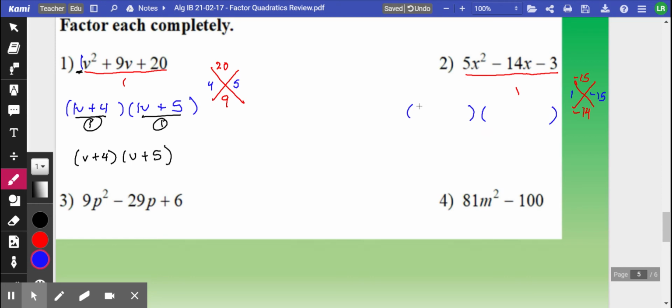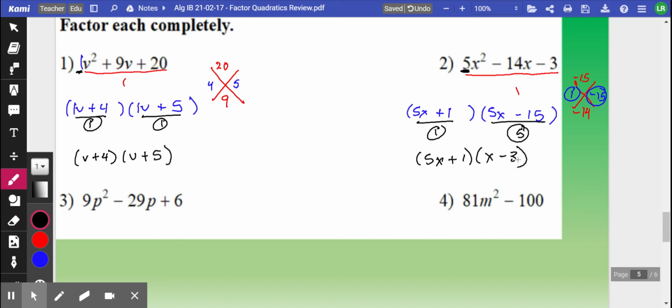Starting it with 5x. And then I put my magic numbers. Plus 1, minus 15. Okay, those 2 magic numbers. Something to divide out from this first one. Divide out a 1. Second one, I can divide out a 5. 1 times 5, that is 5. So I know I'm doing it okay. Just make sure you divide correctly. This would be 5x plus 1. And the second one, when I divide both of those by 5, I get x minus 3.